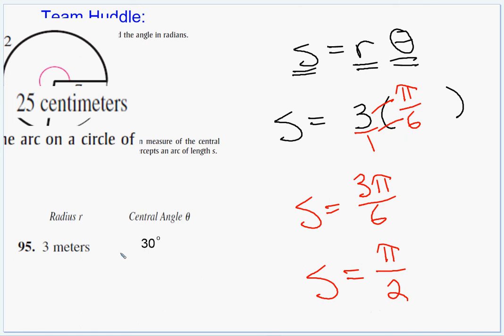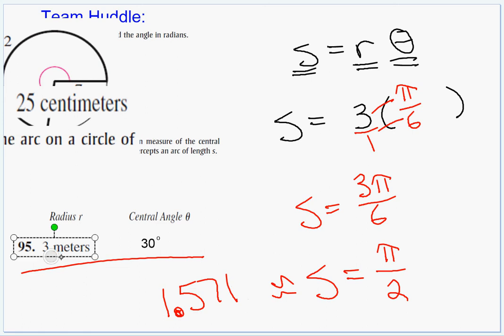Now, because they're talking about the length of an arc, pi over 2 doesn't do much for me. If we punch on our calculator pi and then divide that by 2, we're going to round that off to approximately 1.571. And did you have units in your answer? Here, they were asking for arc length, and they gave us our radius in meters, so this answer will be 1.571 meters.